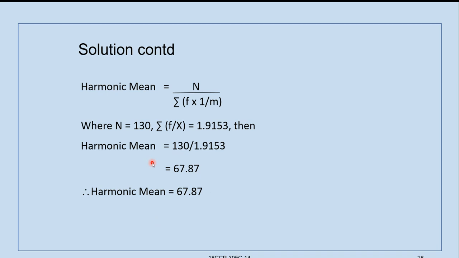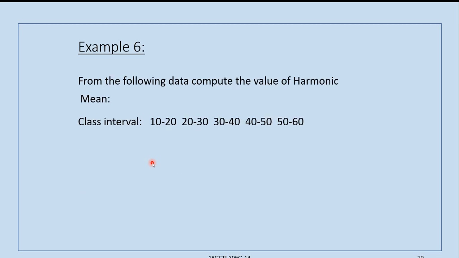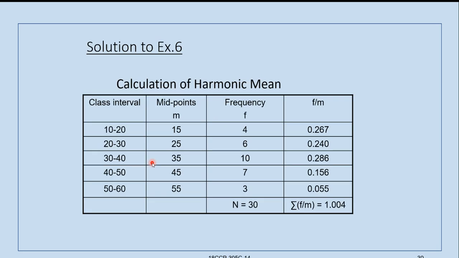Now we will see another example. Here class interval is 10 to 20, 20 to 30, 30 to 40, 40 to 50, 50 to 60. And the frequency is 4, 6, 10, 7, 3. Now we'll go to the solution.